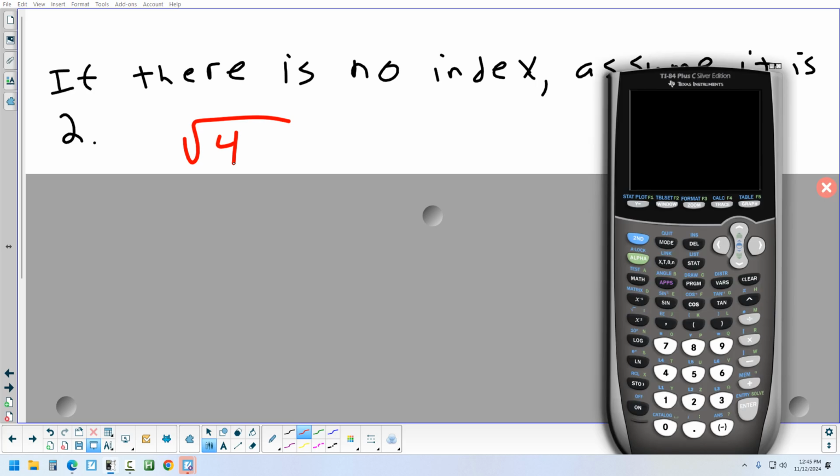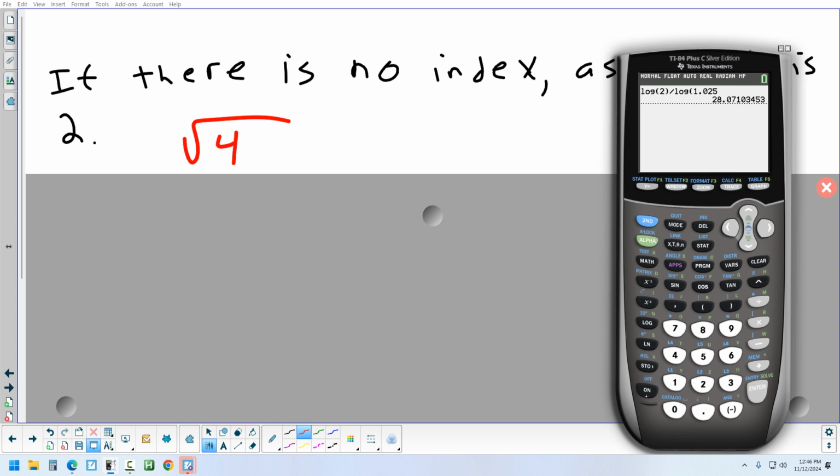Okay, so how do you type in a root on a calculator? Well, let me show you. Square root, there is a button for it. To type in a square root, you press second, and then you press the x squared button. So if I type in square root of 16, what's the calculator going to tell me? 4. Yep.